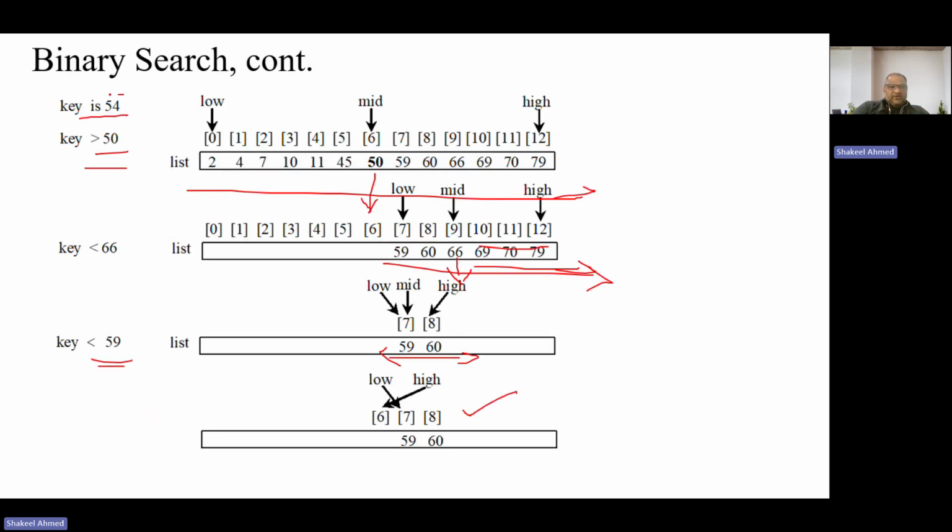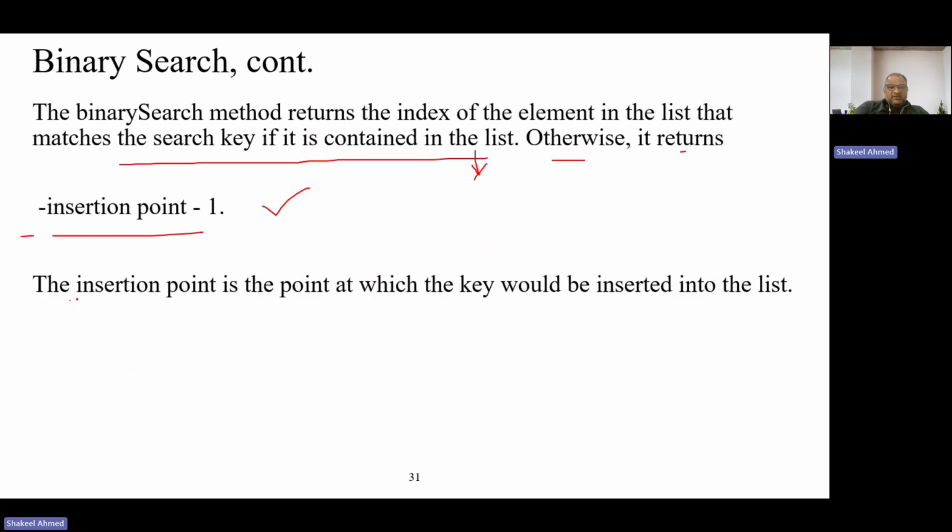But here in our case, 54 is not found. So it will get you the insertion place that we are looking for, -1. So what can be the position where it can be placed? So this is the position. It will return the insertion point, which is the point at which the key would be inserted into the list. So if you are inserting into the list, what would be the position? And from that, you always have to remember -1.